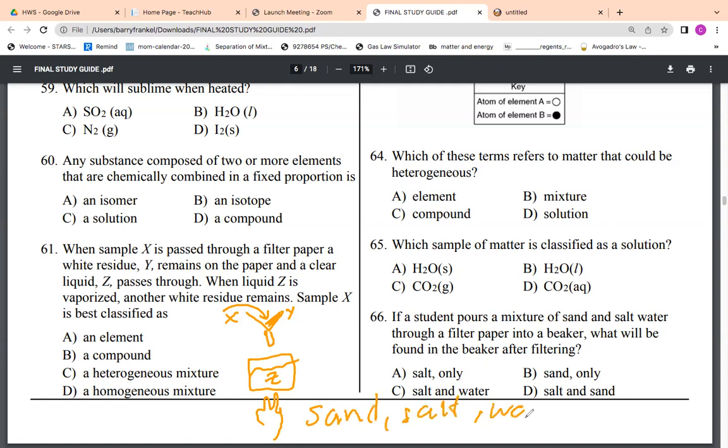Okay, sand, salt, and water. So we had a heterogeneous mixture in the beginning. We had sand, salt, and water. That was sample X. We passed it through a filter. Okay, the sand was left on the filter paper, and the salt water came down, and then we boiled off the water, and we were left with the salt. So this is a heterogeneous mixture.